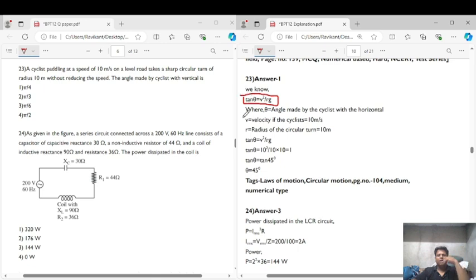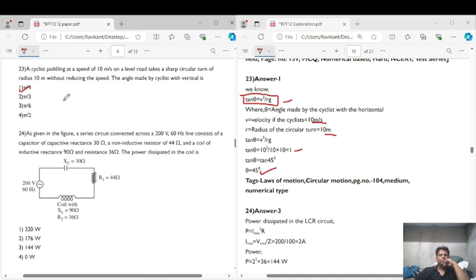V square upon rg. V is given to us as 10 meters per second, r is given as 10 meters, and g we will take as 10. Putting these values, we get tan theta equals 1, so theta will be equal to 45 degrees. Again, simply apply the formula, tan theta equals v square upon rg. So the correct answer for question number 23 is 45 degrees, that is pi by 4. So the correct answer is option 1, pi by 4.